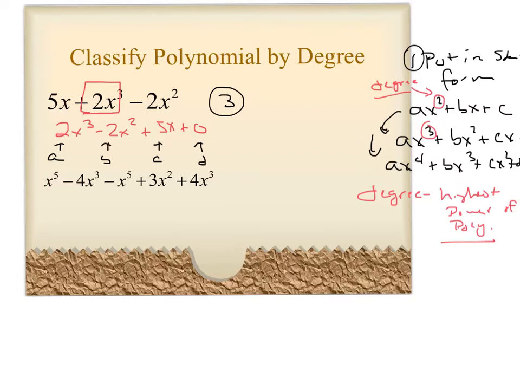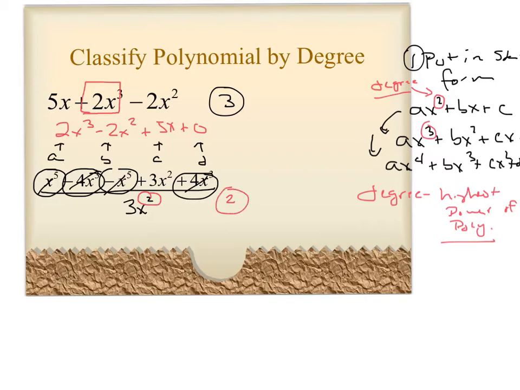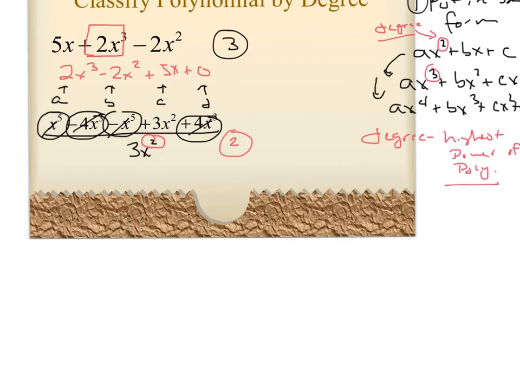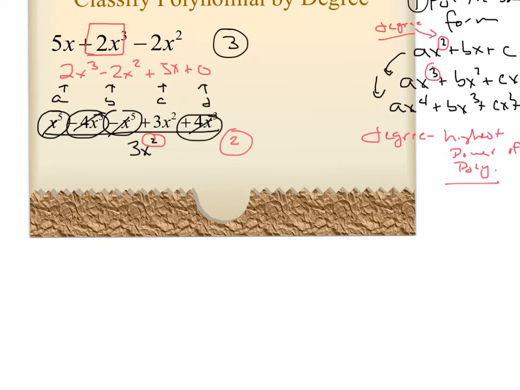This guy down here, we have to simplify it first, and if we notice, we have a negative x to the fifth and a positive one, so these guys are going to cancel out. I have a negative 4x cubed and a positive 4x cubed, so I just have a 3x squared. So the degree is the highest exponent, so this is a second degree polynomial. Okay, so that's how we would classify it. And we have more specifics.